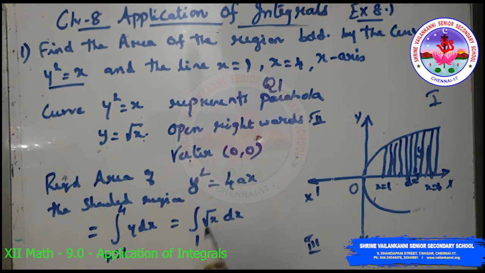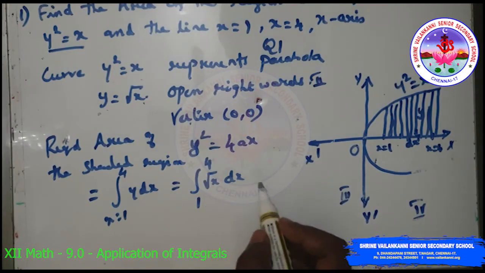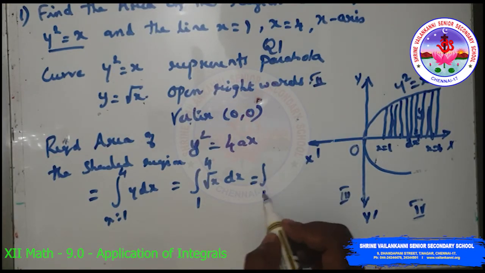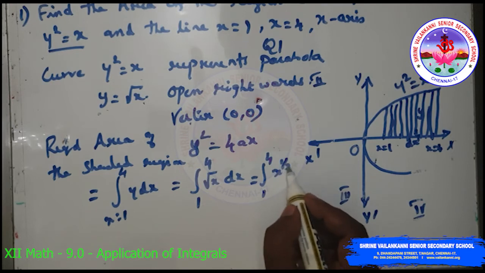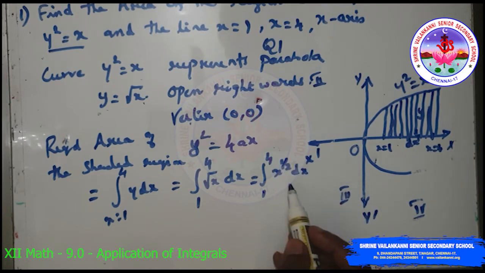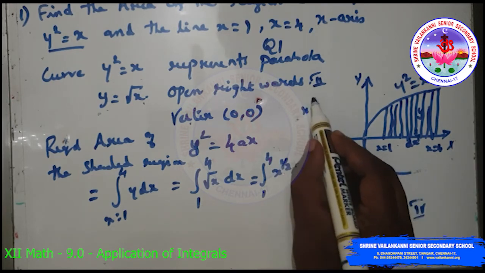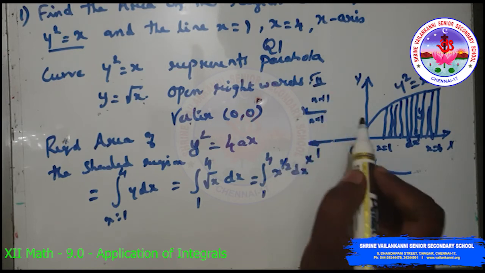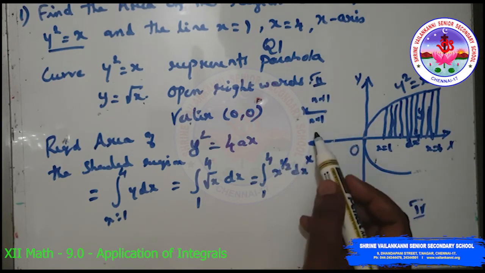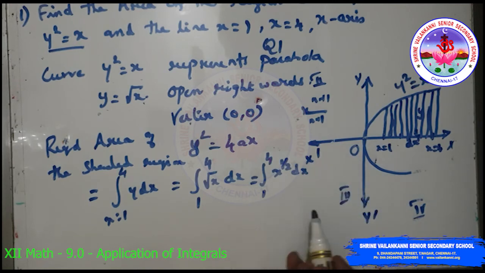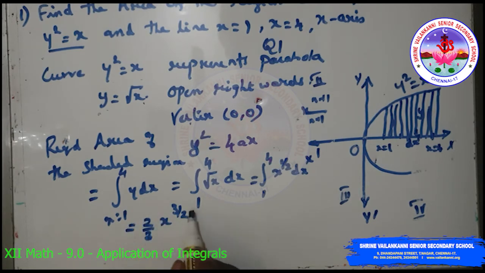So integral of 1 to 4. So root x we can write as x power half. So integral of 1 to 4 x power half dx. So using the formula x power n plus 1 by n plus 1. So half plus 1 by half plus 1, which is 3 by 2. X power 3 by 2 by 3 by 2, which is equal to x power 3 by 2 by 3 by 2. I am writing in the numerator as 2 by 3. And the limit is 1 to 4.